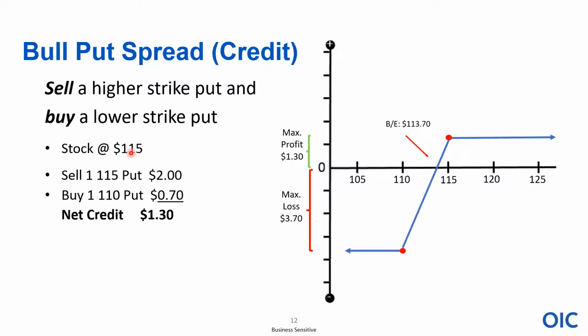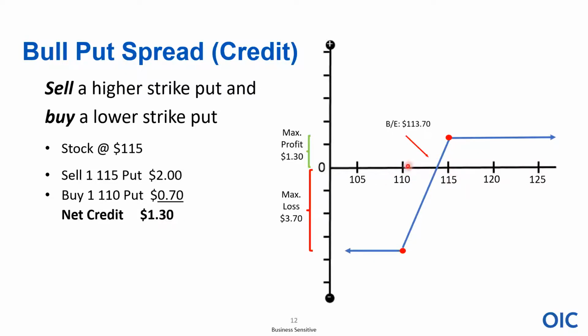Or in this case, it's bullish. So stocks at 115, we think the shares are going to move higher. And so we reach, we'll just do at the money, sell the 115 put for $2, buy the 110 put for 70 cents. And there's your $1.30 net credit between the two.